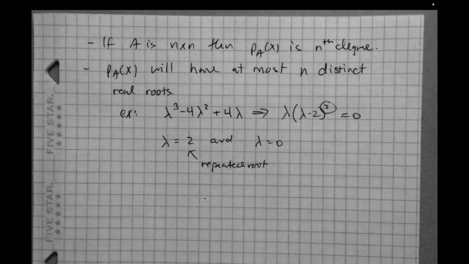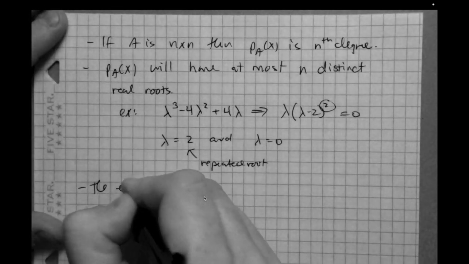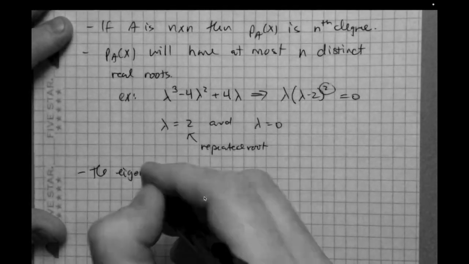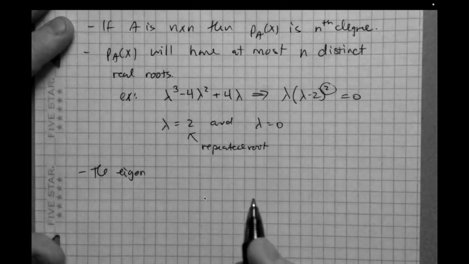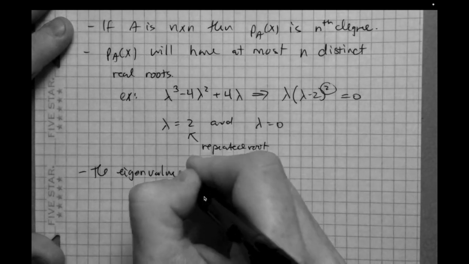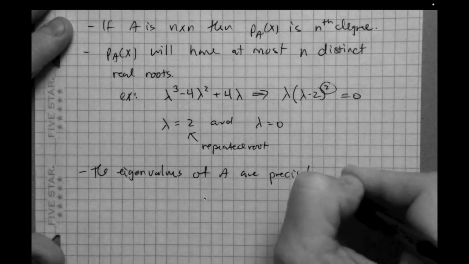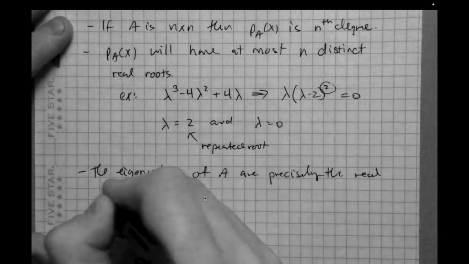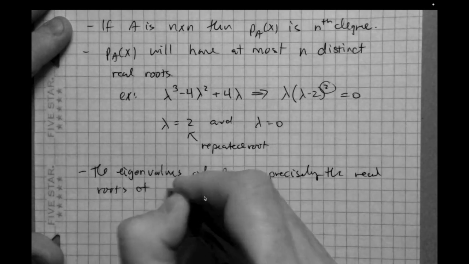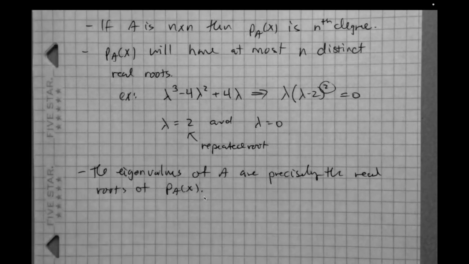Yeah, so basically what this all boils down to is that the eigenvalues of A are precisely the real roots of this characteristic polynomial. I know I've said that in several ways, but let me just state it plainly: the eigenvalues of A are precisely the real roots of the characteristic polynomial of A.